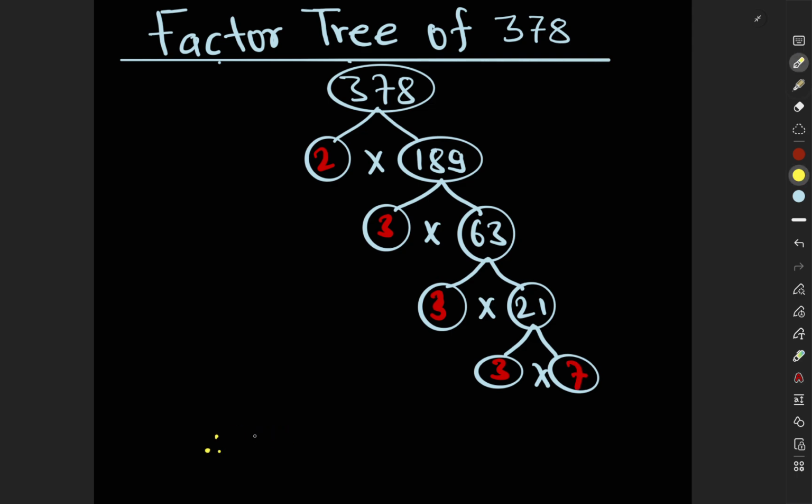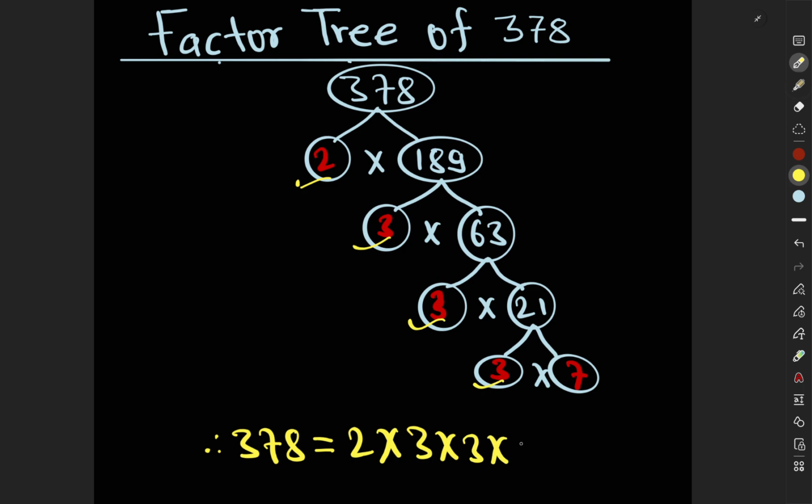So we can write 378 is equal to the product of all these prime numbers, that is 2 times 3 times 3 times 3 times 7.